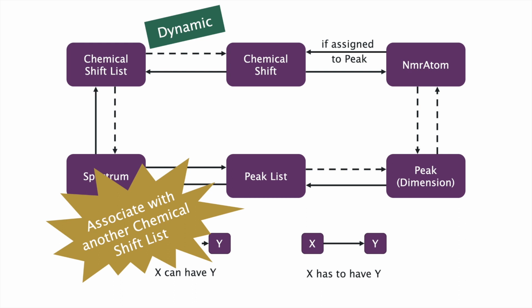Remember what happens as soon as you associate your spectra with a new chemical shift list. If you have assigned peaks, then that will either trigger the automatic generation of new chemical shifts, or if chemical shifts with those NMR atoms already exist in that chemical shift list, then they will be modified and their ppm values updated with the peak positions of the assigned peaks in the spectra you've just added to that chemical shift list. So, as soon as a spectrum with assigned peaks is moved to a different chemical shift list, then that chemical shift list will automatically be modified.